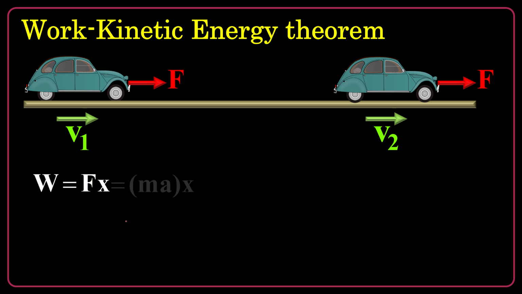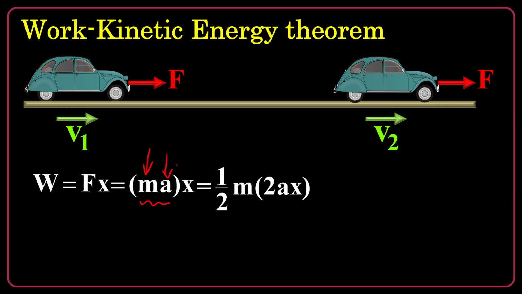Using Newton's second law of motion, F is ma, where m is the mass of the car and a is acceleration. Then I can rearrange the equation like this. Let's put a half here and another 2 here, so they cancel, and we have again the same expression, max. But the reason for that is making a 2ax inside the parentheses.